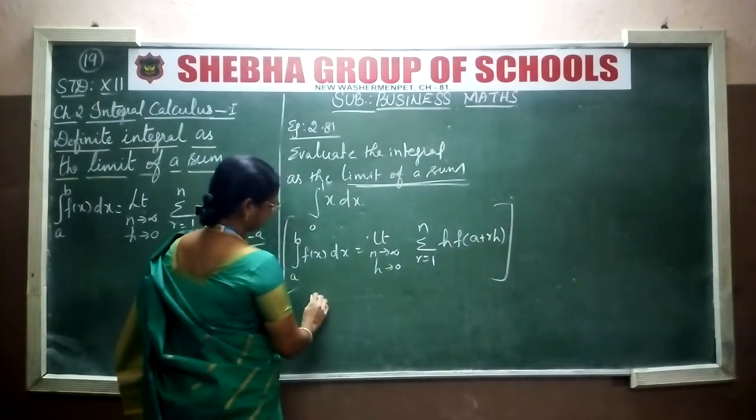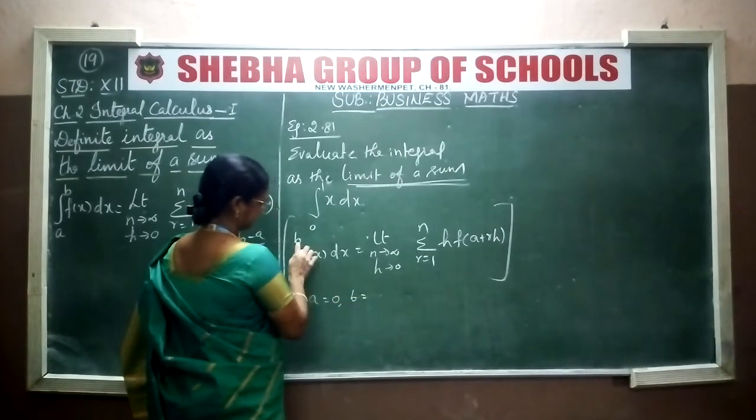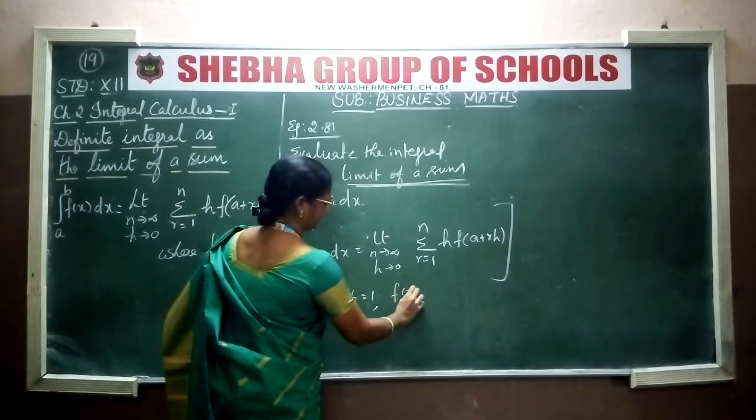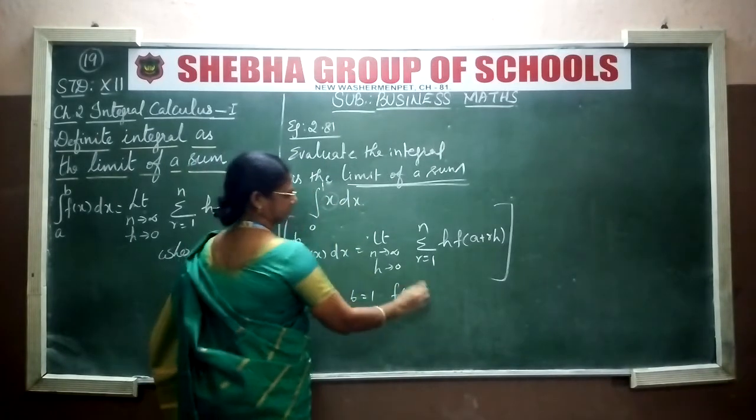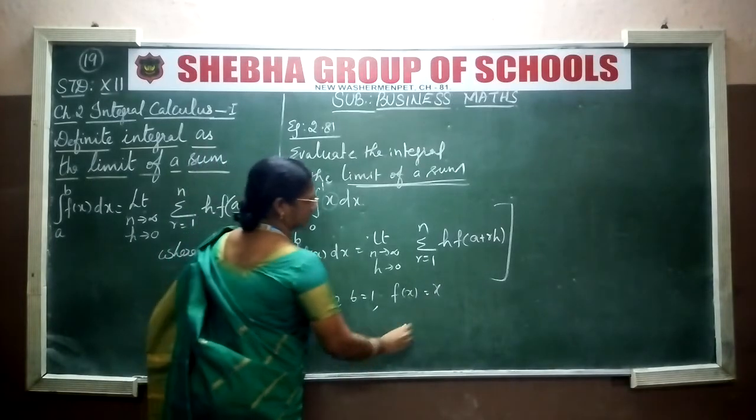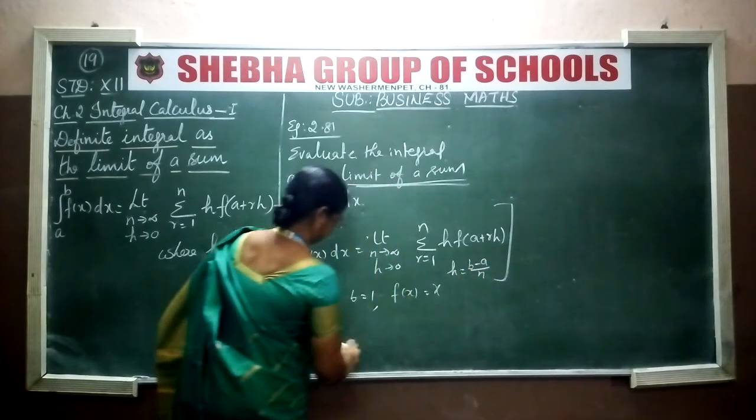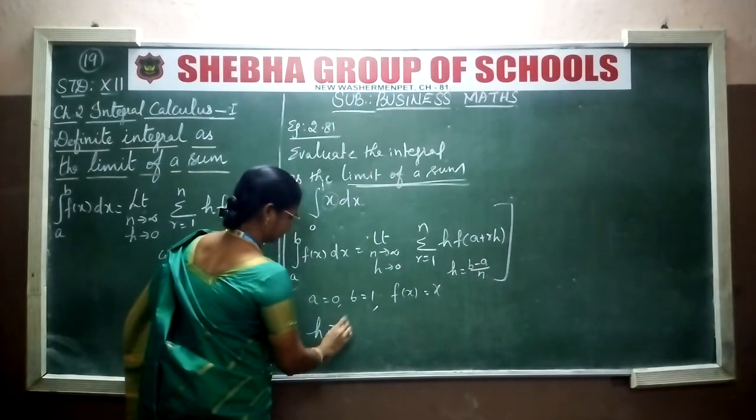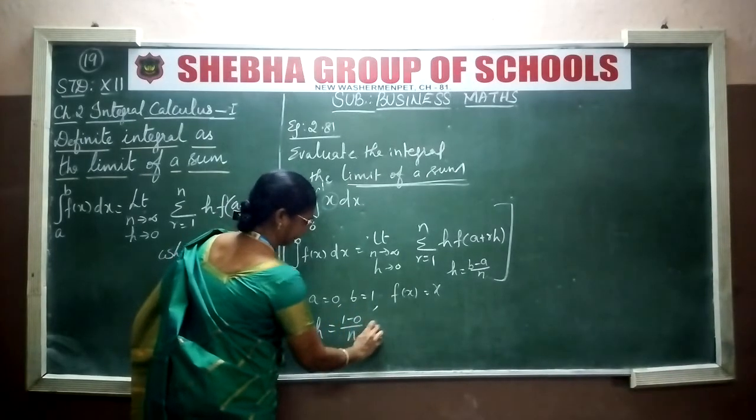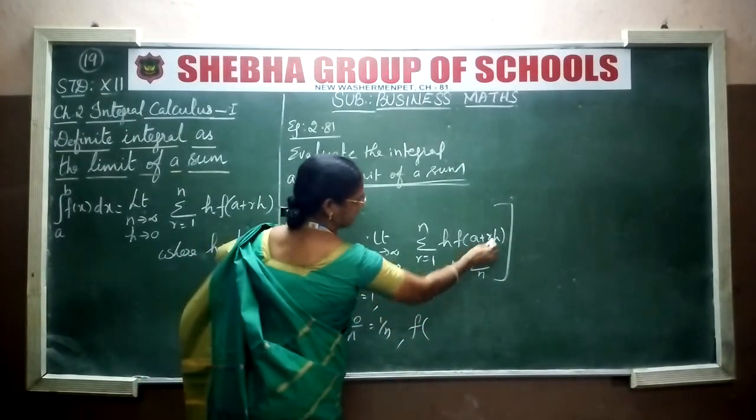So comparing, we get what is a. A is the lower limit 0 and b is the upper limit 1. Next, what is our f of x? F of x is x. And h, what is h? H is b minus a by n. So h is equal to b minus a, 1 minus 0 by n. We get 1 by n.